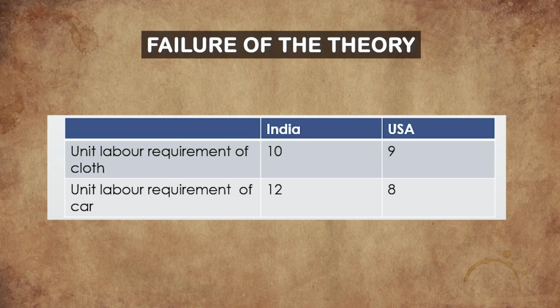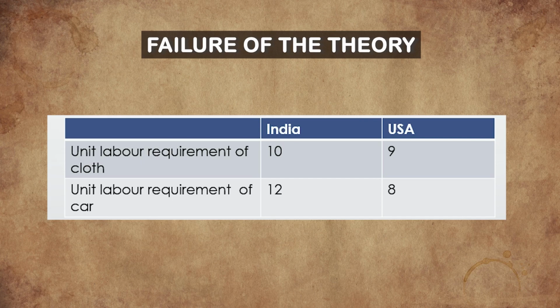Look at the table. I just slightly modified the table, and look what happens. India requires 10 labor to produce cloth and 12 labor to produce car or wheat, whatever you assume. It doesn't matter. And USA requires 9 labor to produce cloth and 8 labor to produce car or wheat. So what I see from this table, USA is efficient compared to India in cloth production, and USA is efficient compared to India in car production or wheat production.